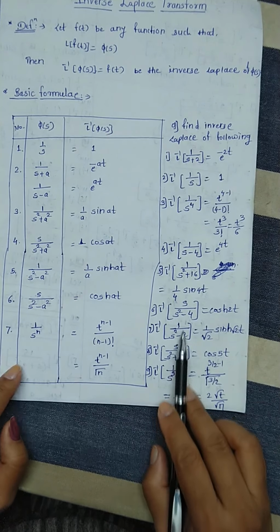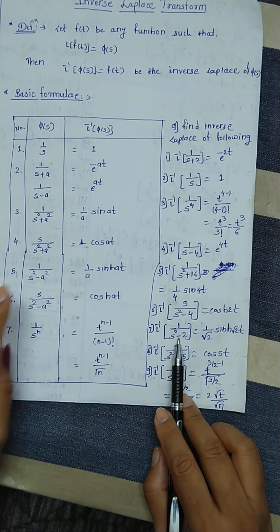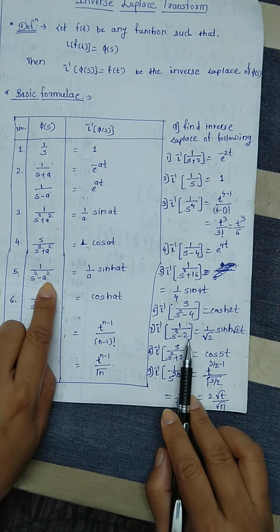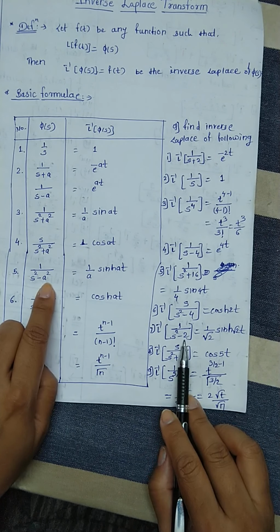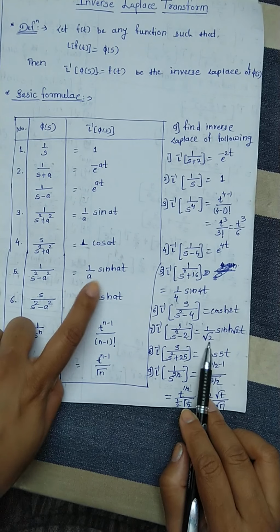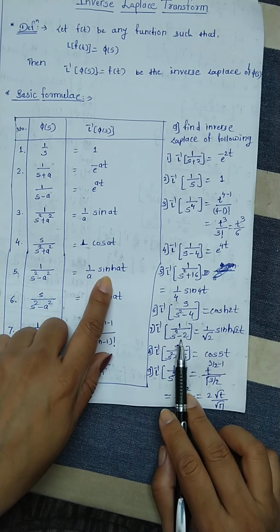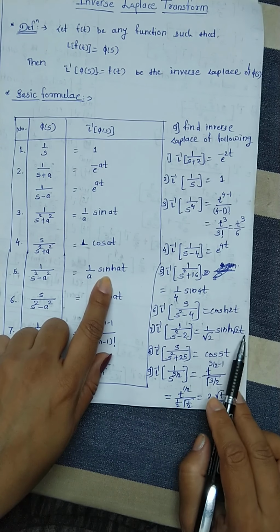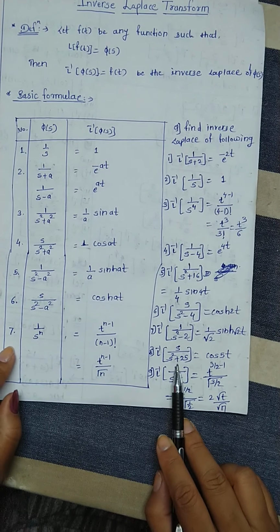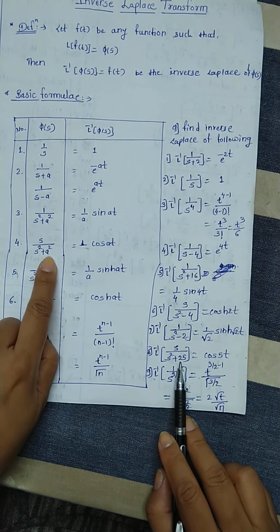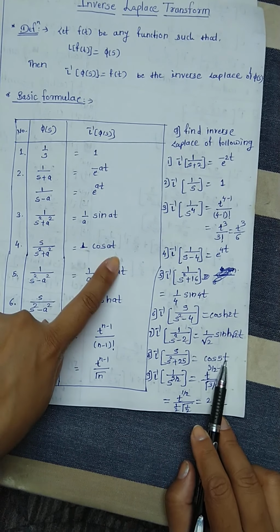Now here, 1 upon s square minus 2 is this formula. What is a square here? 2. So what is a? Under root of 2. You have to work on that. 1 upon under root of 2 sine hyperbolic, because the minus sign is there, root 2 t. Now s upon s square plus 25. This is this formula. 25 is a square. What is a? 5. That's why it is cos 5t.